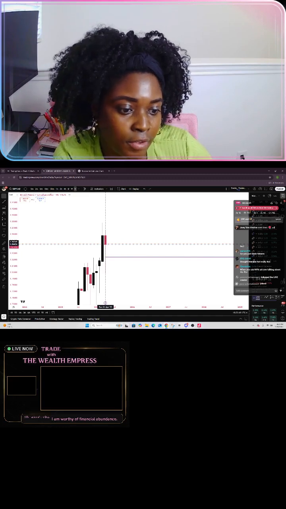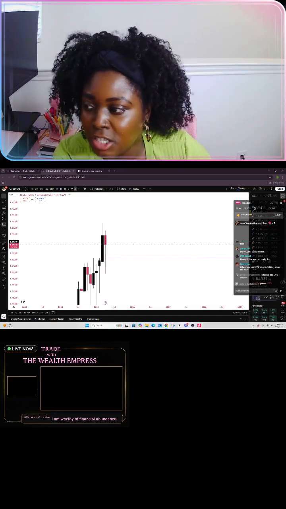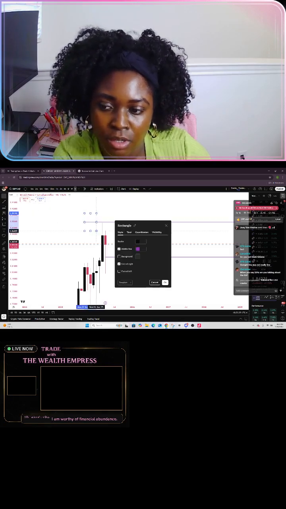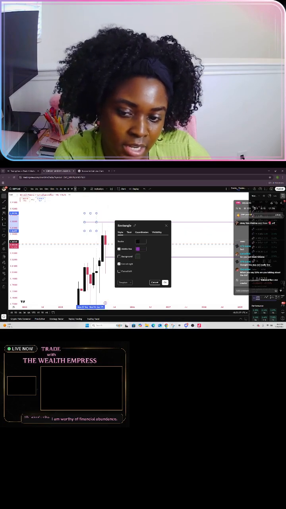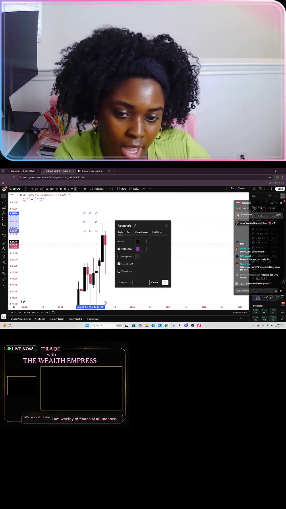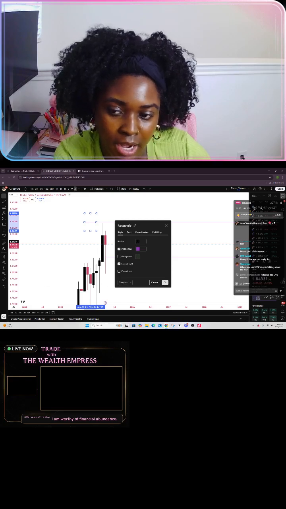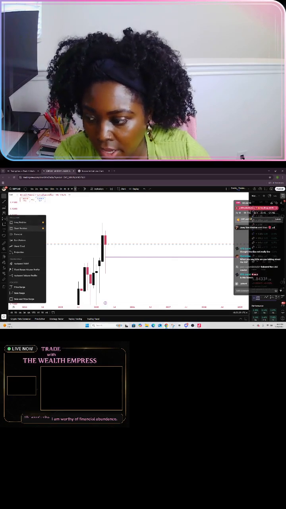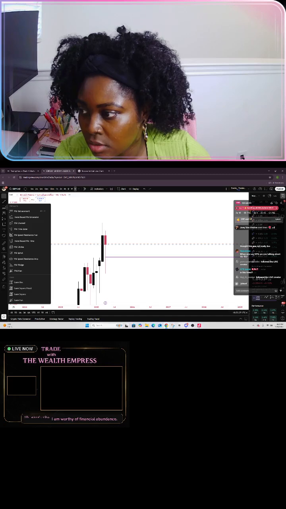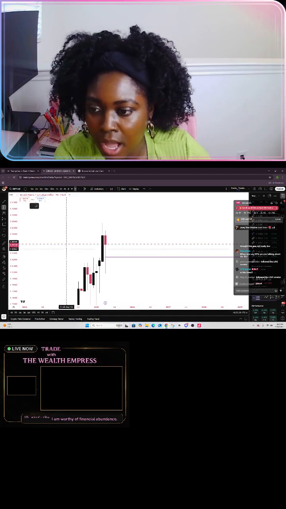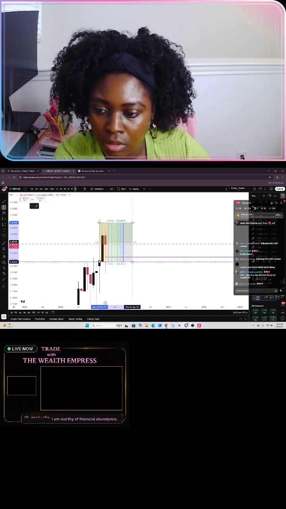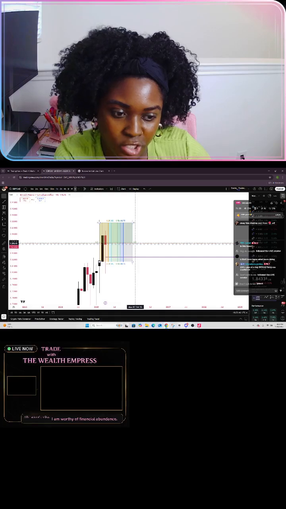Yeah, you can use your fib, but I tend to just use my rectangle, right? Just use your rectangle tool. Double click it, go to the settings, and click middle line. That helps you map it out easy. Or you can use the Gann fib tool, the Gann box, and use that high to low, and then use that 0.5.